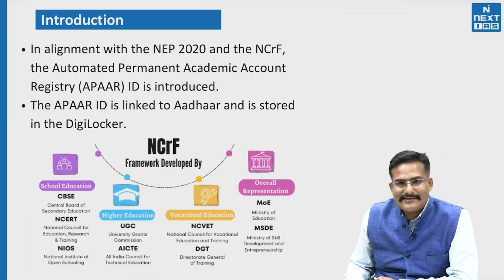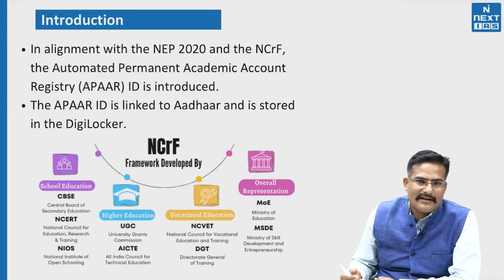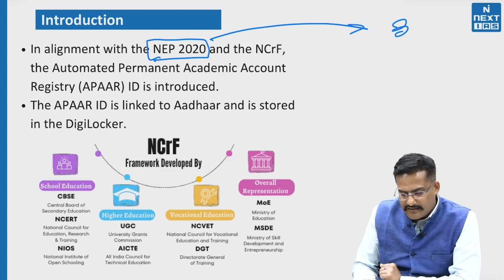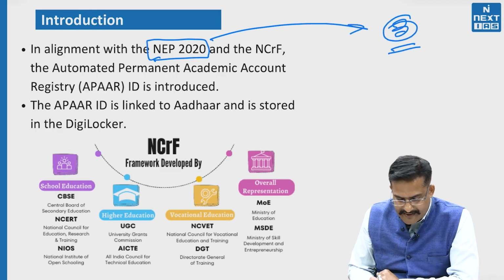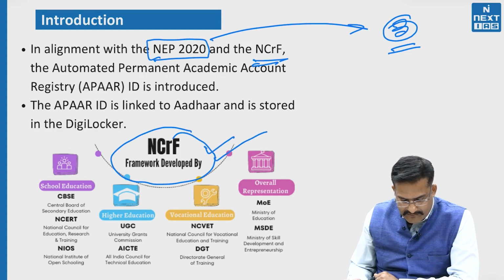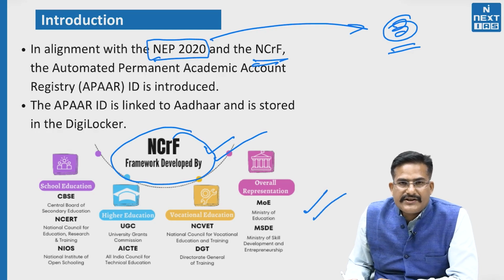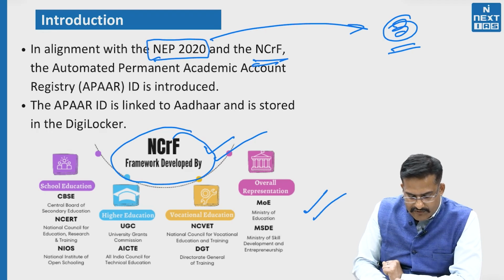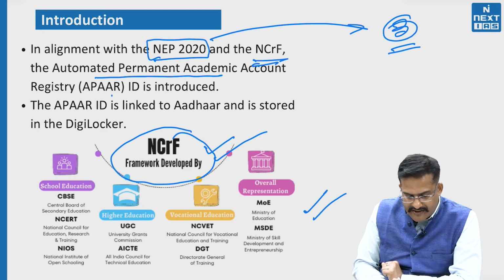Now let us try to understand the background, why it came into the picture. It came into the picture in alignment with the National Education Policy, which was in the news because of the three-language formula recently, right? And the NCF, the National Curriculum Framework, developed by School Education, UGC, Higher Education, and the Ministry of Education. That is about the National Curriculum Framework, right? And it called for the Automated Permanent Academic Account Registry, right?